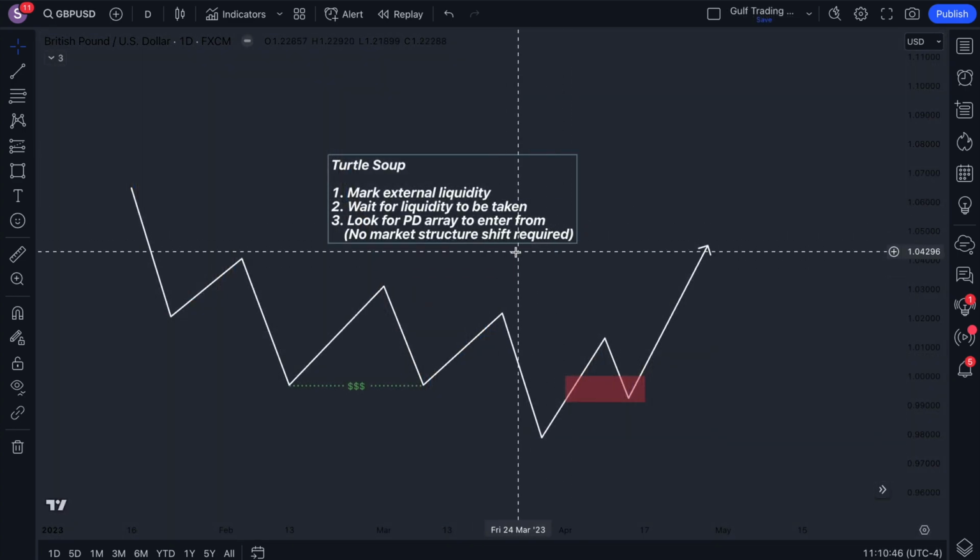Okay, so this is the textbook setup that you might look for. Obviously, everything is going to be different on a day-by-day basis, every trade is going to be different, but there will be similarities across them that you can take.